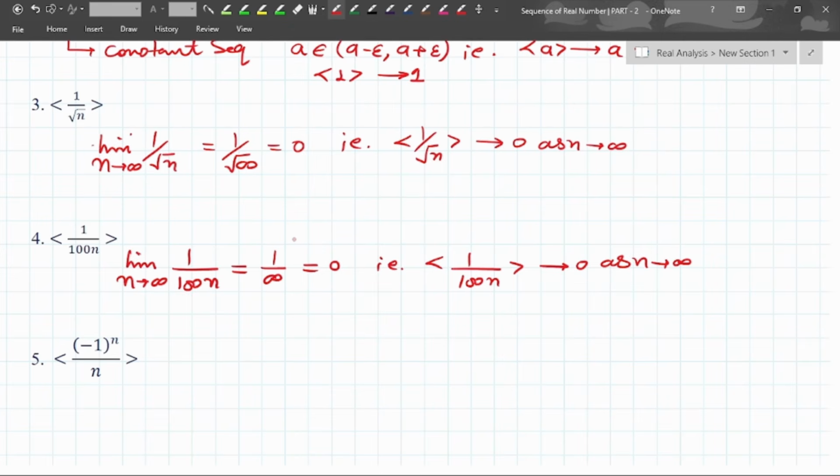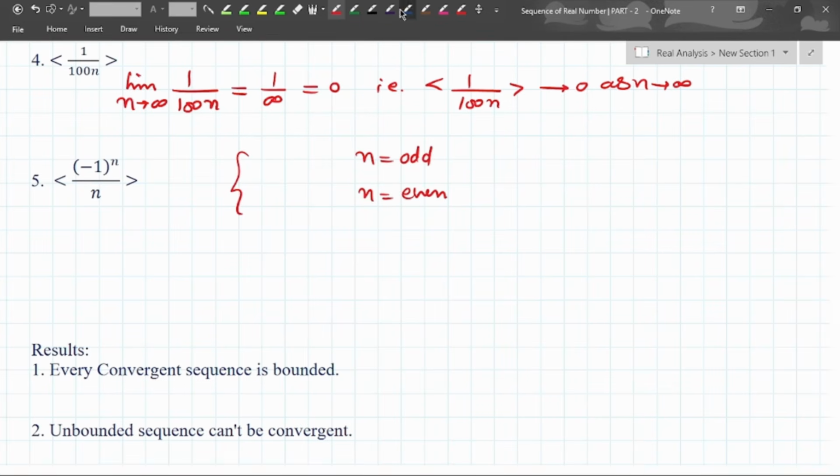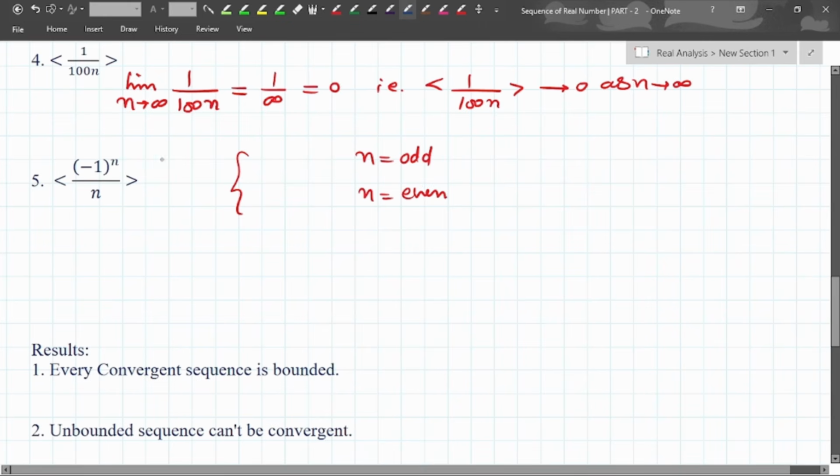Now, if you have cases where (-1)^n occurs, you can write it simply: if n is odd, it is -1 over n, and if n is even, it is 1 over n. Now, this is my a_n.